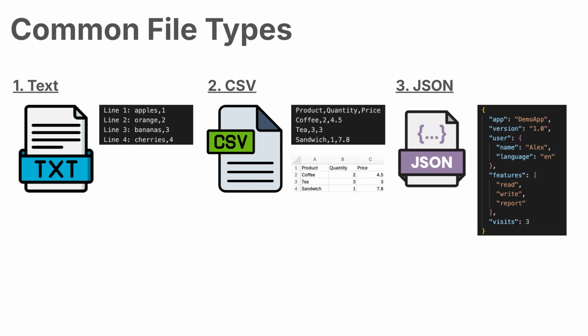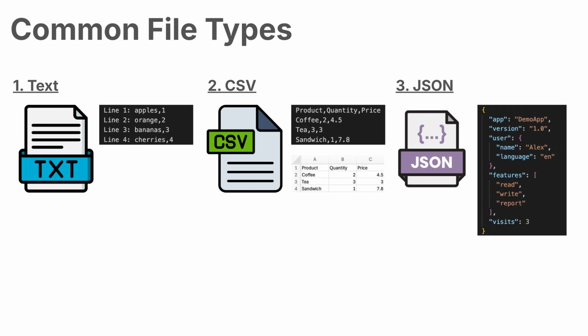2. CSV. In the middle is the CSV, which stands for comma-separated values. Think of it as a spreadsheet in text form, rows and columns separated by commas. It's perfect for tables like products, quantities, and prices. Python's CSV module lets us read rows either as simple lists or as dictionaries using the header names. This is what you'd use when you need something spreadsheet-friendly that tools like Excel or Google Sheets can open.